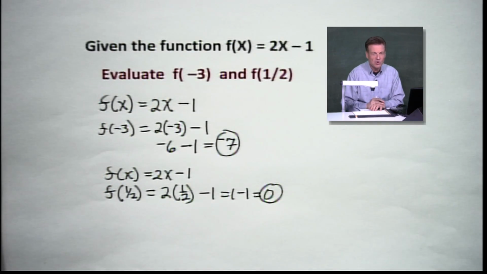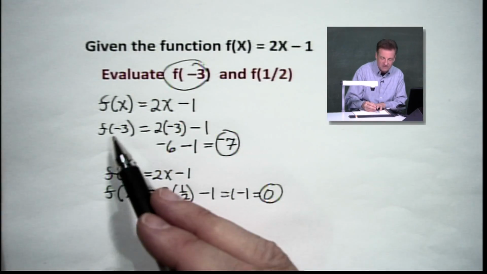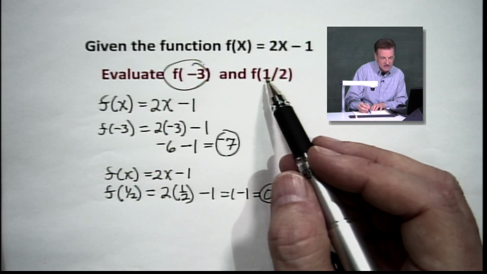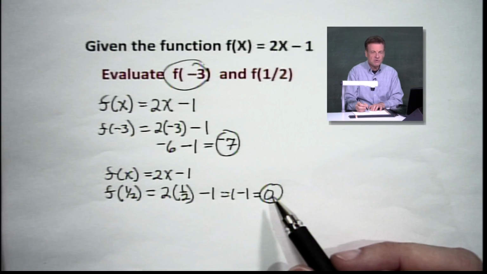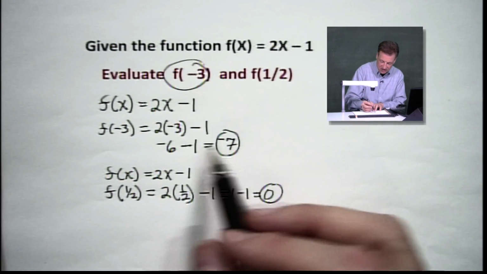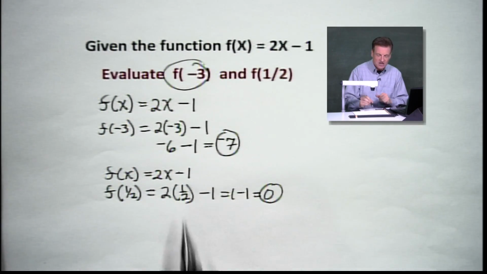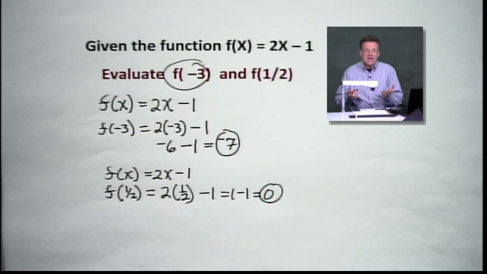So there's your answer for the f, we call it f of negative 3, would be negative 7. And if we took the f of 1/2, here we go, would be 0. If you were to plot those two on the graph, you would find them to be points. You would plot them as negative 3, negative 7, coordinates, and then you would do this one as 1/2 and 0. Make a coordinate and plot it, okay? So that's what we're on to.